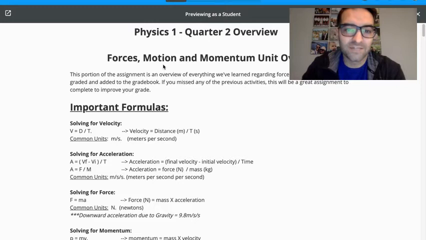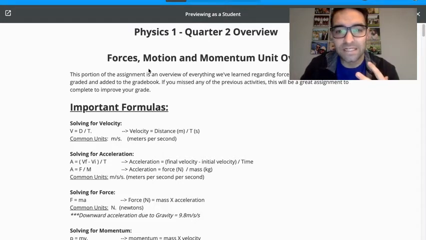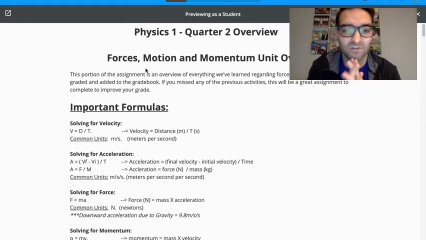This assignment is broken into 3 parts because we had 3 big units, and I couldn't just blend them all together. Our first unit was forces, motion, and momentum. It really was a continuation of our motion unit, and that was from quarter 1.